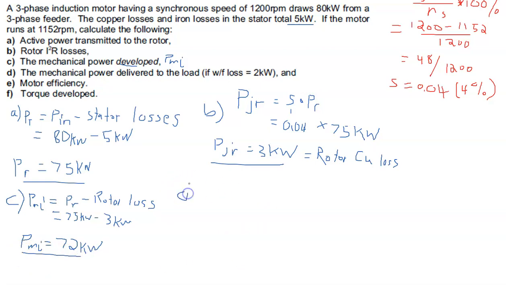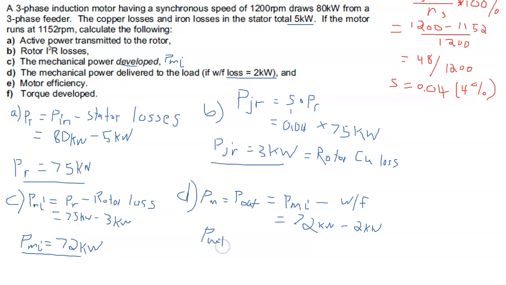Part D then asks us for the mechanical power delivered to the load, and it gives us the shaft loss. The power delivered to the load, remember, is PM, which we normally call P out. That should be really close to the rating of the motor, which we weren't given here. P out is equal to PMI, subtract that shaft loss, which I'll just write as windage and friction. So we have 72 kilowatts minus the 2 kilowatts that we're given, and P out is equal to 70 kilowatts.